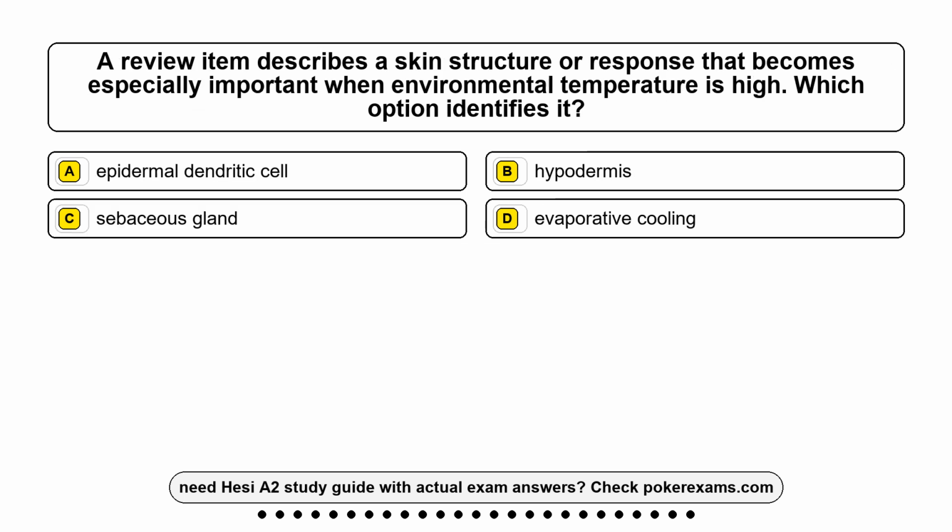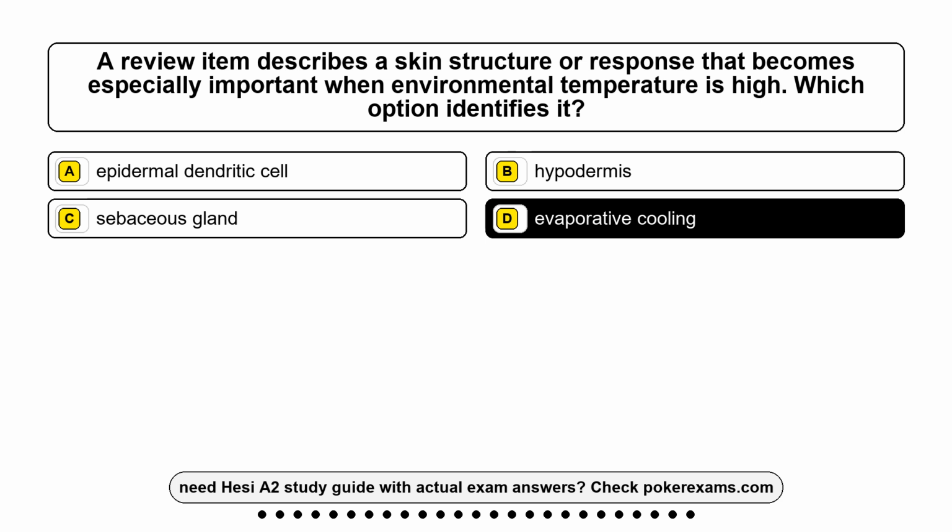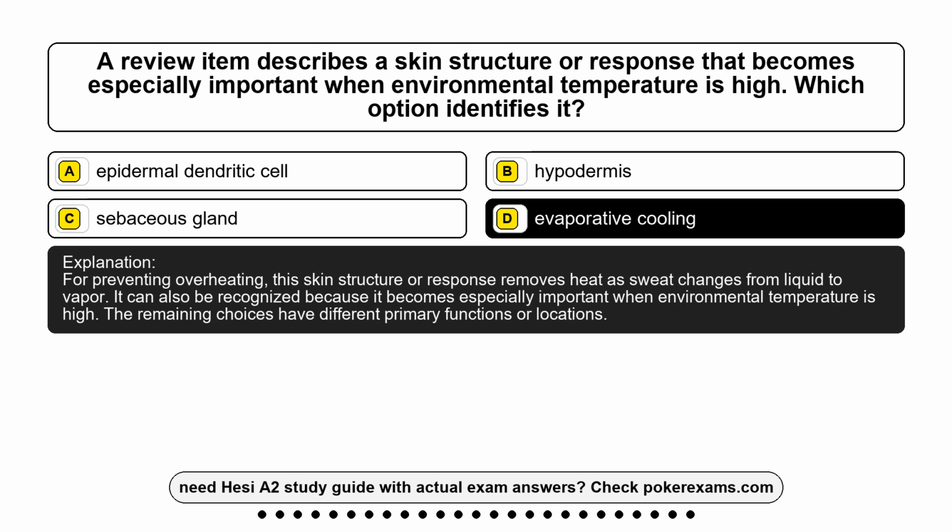Question 22. A review item describes a skin structure or response that becomes especially important when environmental temperature is high. Which option identifies it? Option A, epidermal dendritic cell. Option B, hypodermis. Option C, sebaceous gland. Option D, evaporative cooling. The correct answer is option D, evaporative cooling. For preventing overheating, this skin structure or response removes heat as sweat changes from liquid to vapor. It can also be recognized because it becomes especially important when environmental temperature is high. The remaining choices have different primary functions or locations.